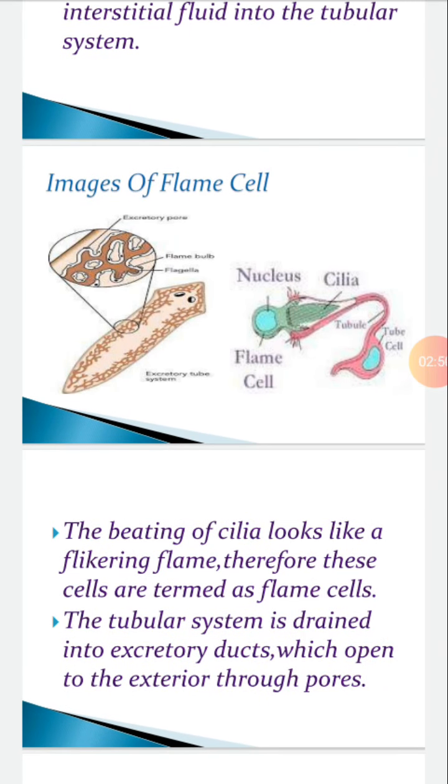The beating of cilia looks like a flickering flame, like a burning flame. Therefore, these cells are termed flame cells. The tubular system is drained into excretory ducts or tubes, which then open to the exterior or outside through special pores.